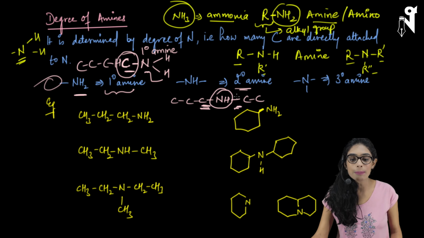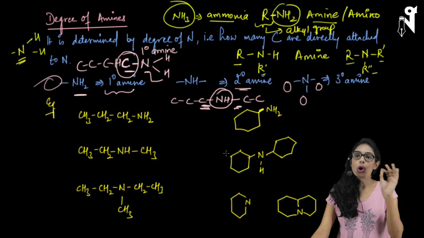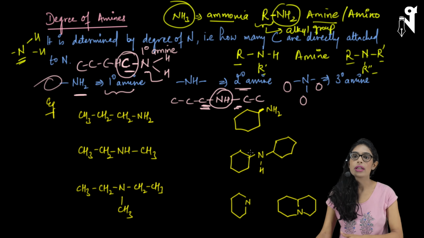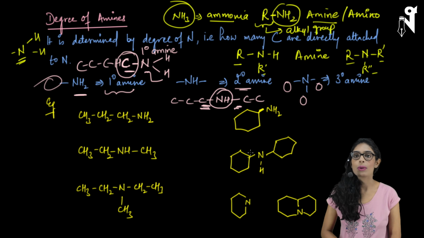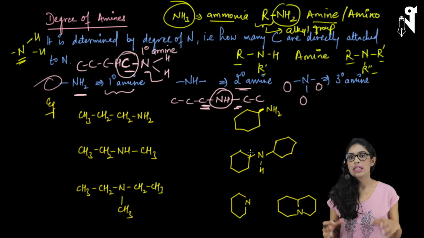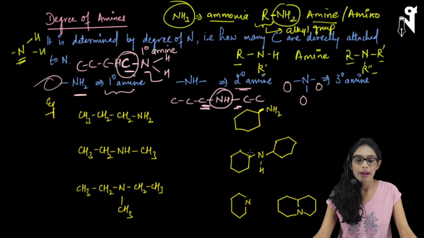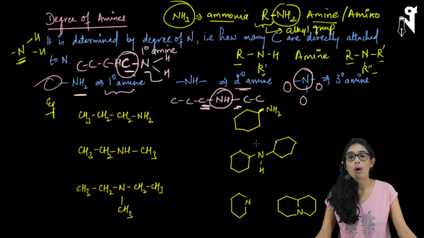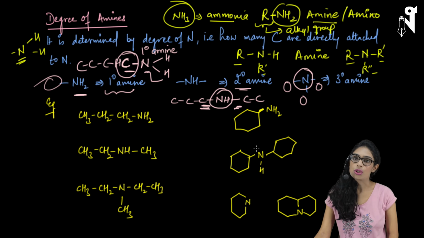And if all three places, all three bonds, have been replaced, or three hydrogens have been replaced by carbon chains, and the direct attachment of nitrogen is with three carbon chains, then the compound will be called a tertiary amine. So here the functional group will be only N. It will not be NH2, it will not be NH, it will be N. Or we can say it the other way around: if nitrogen is connected to three carbon chains, then it will be called a tertiary amine.